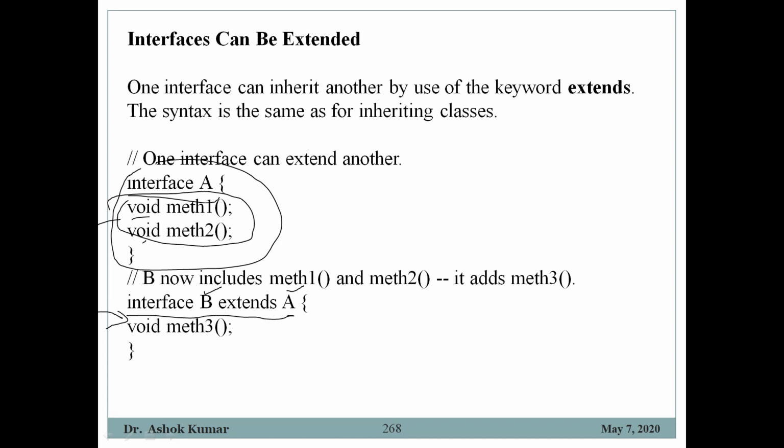So in a program, if you implement the B interface in a class, you have to provide the definition of all the three methods, math1, math2, and math3. And if you are implementing the A interface in a class, then you have to provide the definition of the math1 and math2 methods.